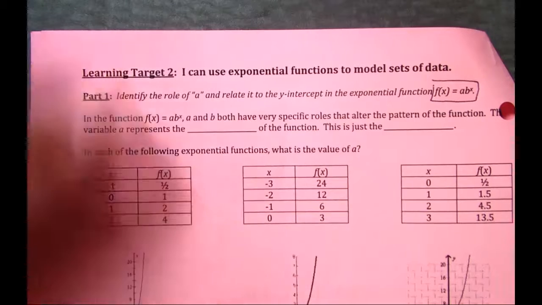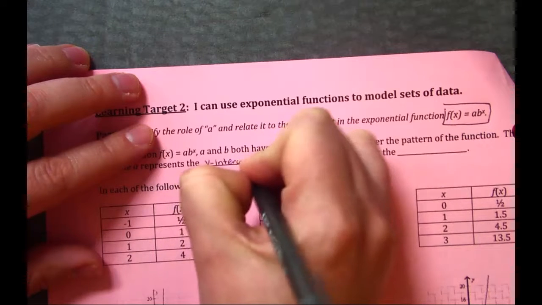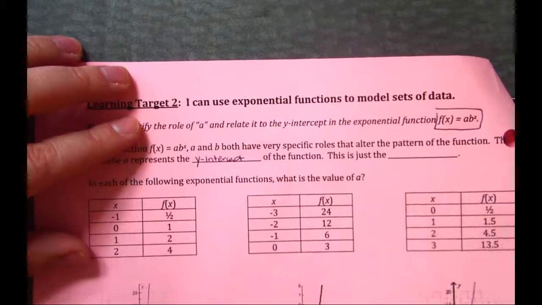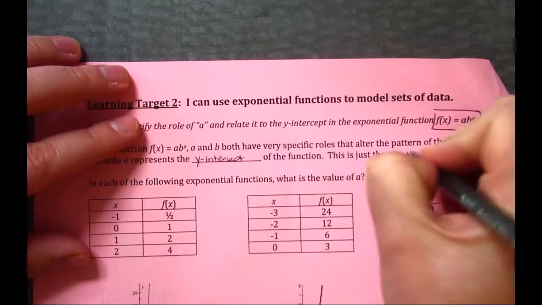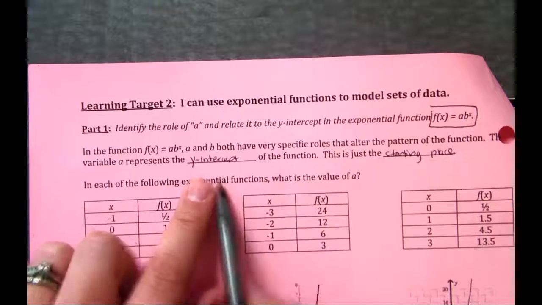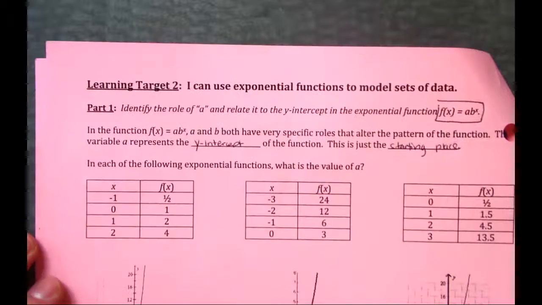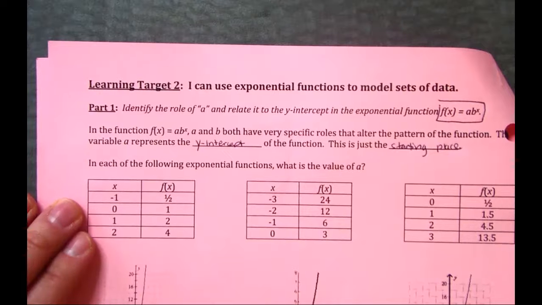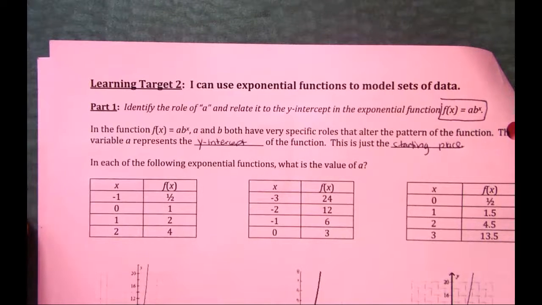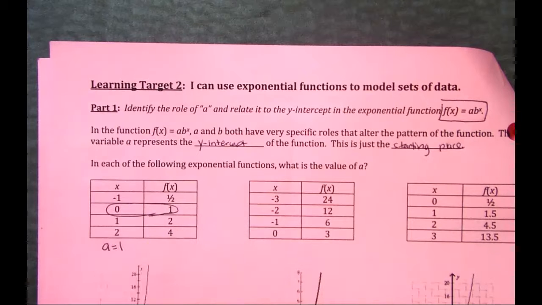The variable a represents the y-intercept of the function. This is just the starting place. Okay? So that says y-intercept and that says starting place. So in each of the following exponential functions, what is the value of a? Well, if you remember back to the linear function unit, we talked a lot about how the y-intercept happens when x is 0. So here, the y-intercept is right here, which means a equals 1.